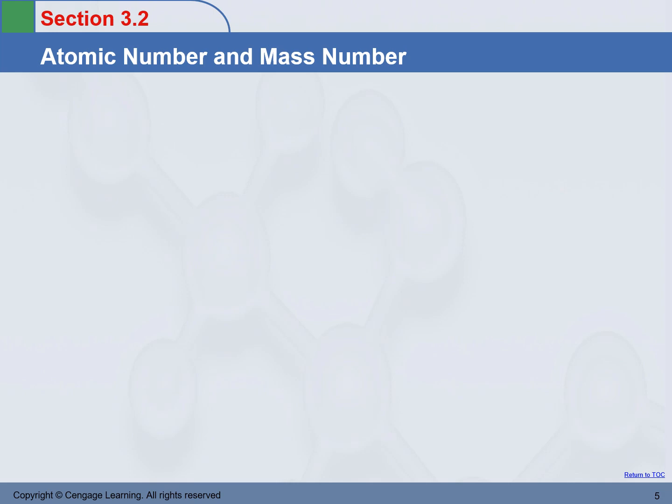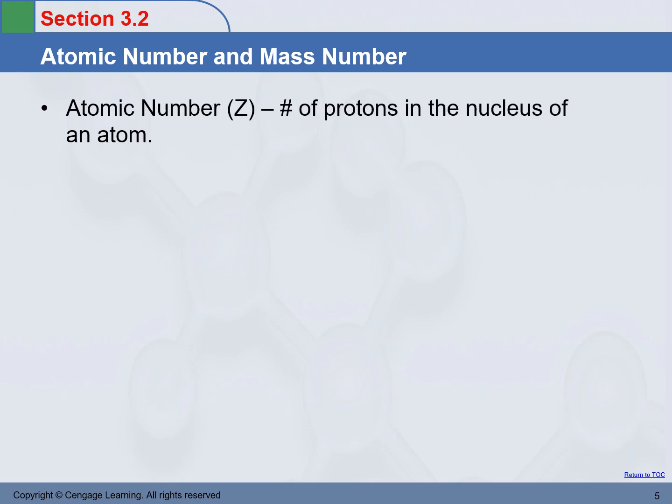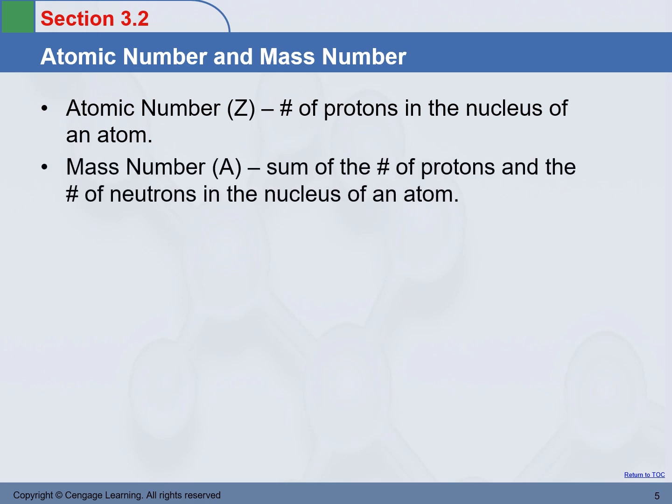Couple more terminologies related to protons, neutrons, atom. Atomic number. Atomic number is the number of protons inside an atom. Mass number. Mass number is the sum of the number of protons and neutrons inside an atom. Make sure you understand that this concept is called a mass number.